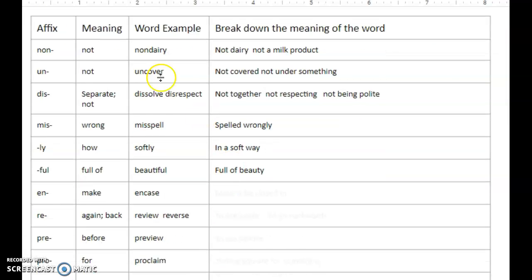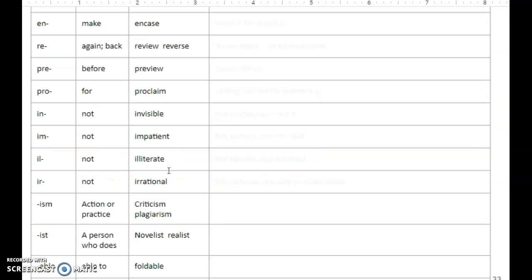So we've already worked on non, un, dis, which all mean not, miss that means wrong, ly that means how, full that means full of. So we're going to move on to en, re, pre, pro.